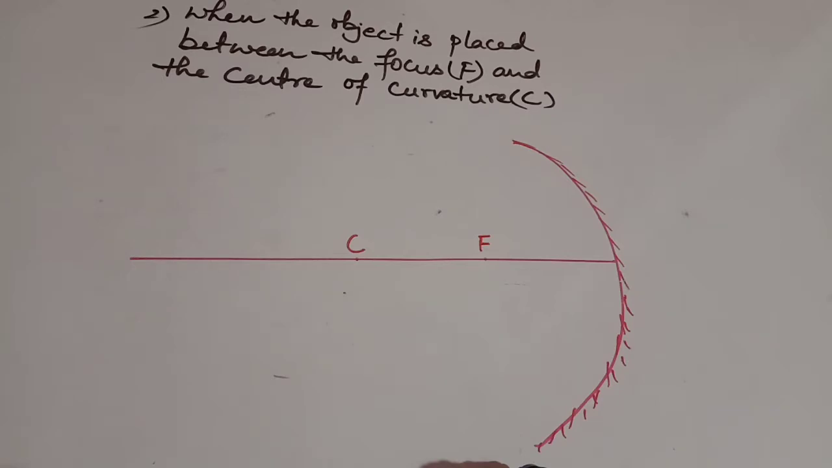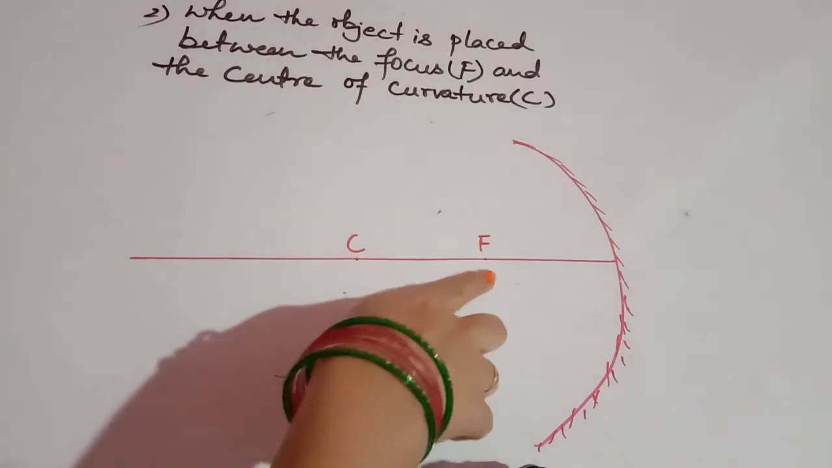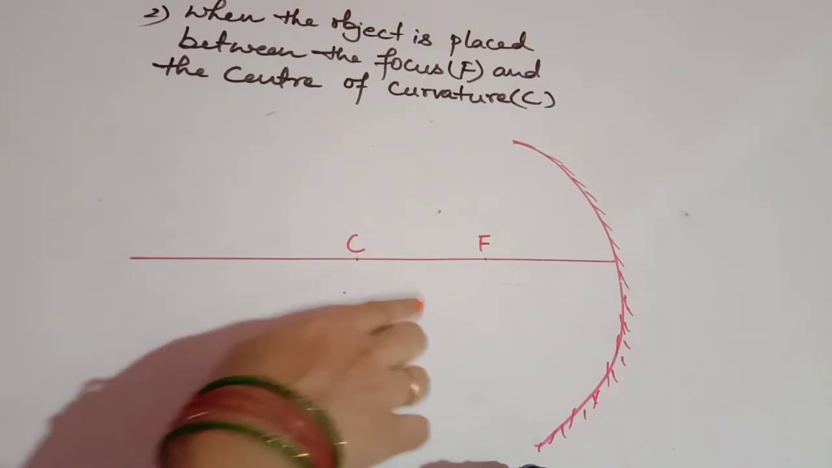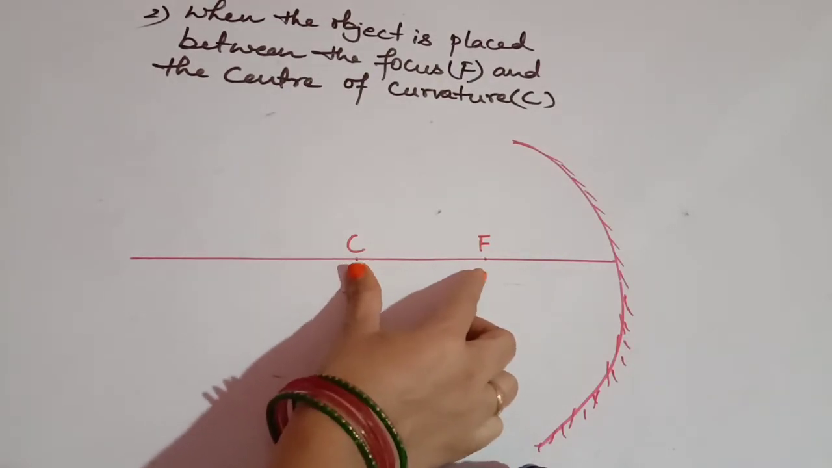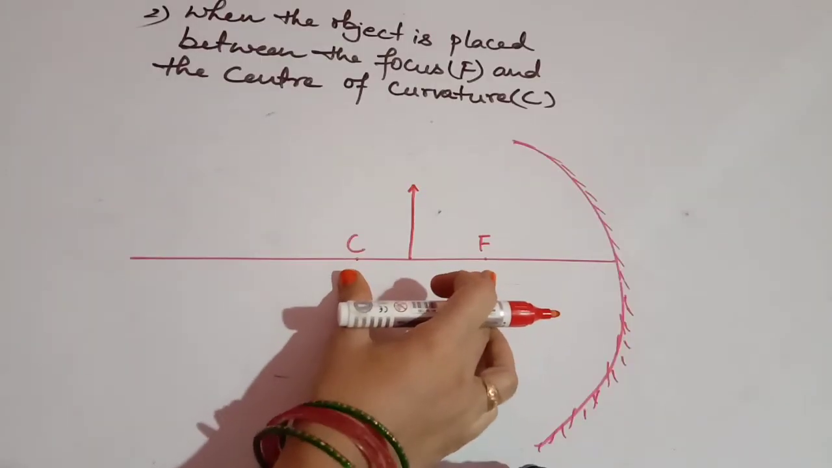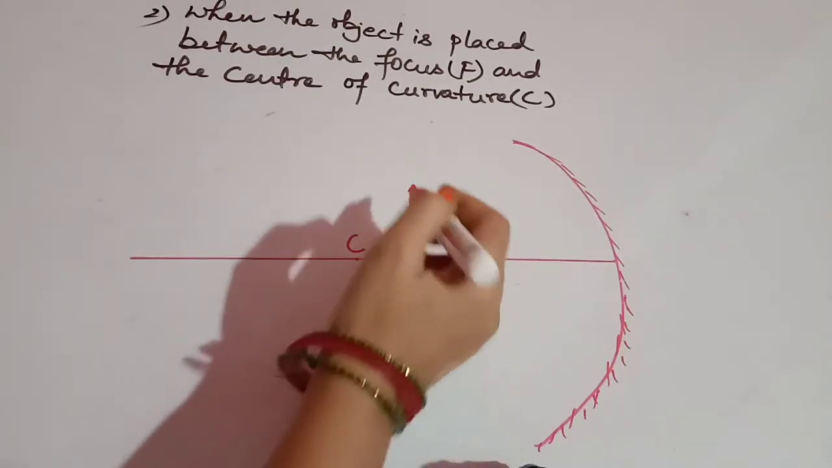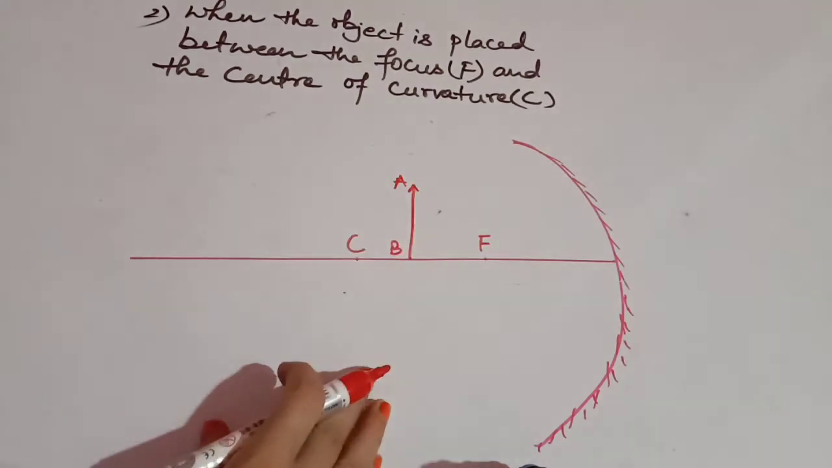Condition: when the object is placed between the focus and the center of curvature. So you see, this is our mirror, and this is the center of curvature, this is the focus. So where is our object placed? The object is placed between C and F, here. So again you have to draw one object. Now the object between C and F, this is my object. Again, name the object A and B. Always make the object like this.